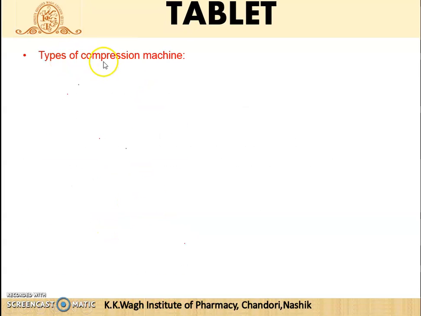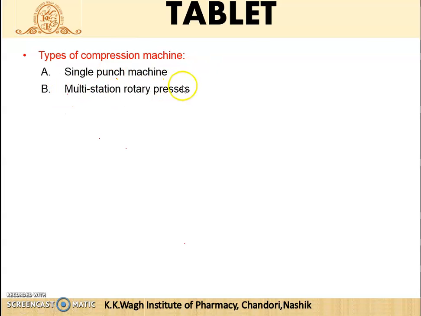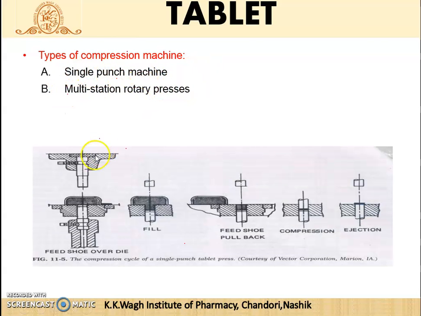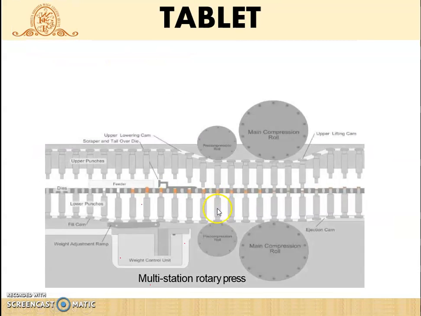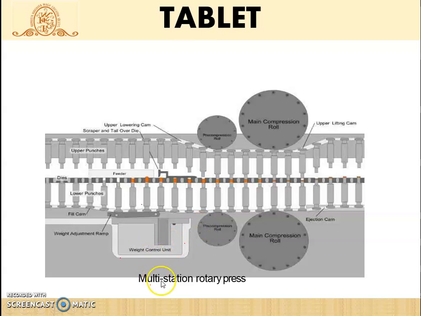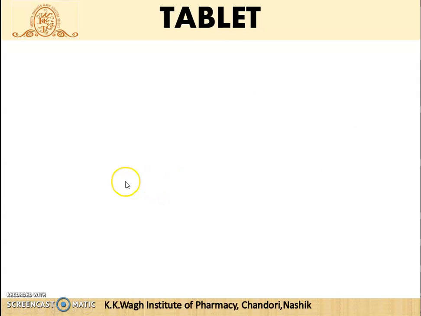Then we see the types of the compression machines. There are two types of the compression machines we use: the single punch machine and the multiple station machine. The single punch is for laboratory scale use only, multiple is for the industry scale. This is the diagrammatic representation of how one tablet can be filled. See, this is the diagrammatic representation of the multi-station rotary press. In that, thousands of tablets are formed at a time. These are the main rollers, these are the dies, and here the drug can be placed.